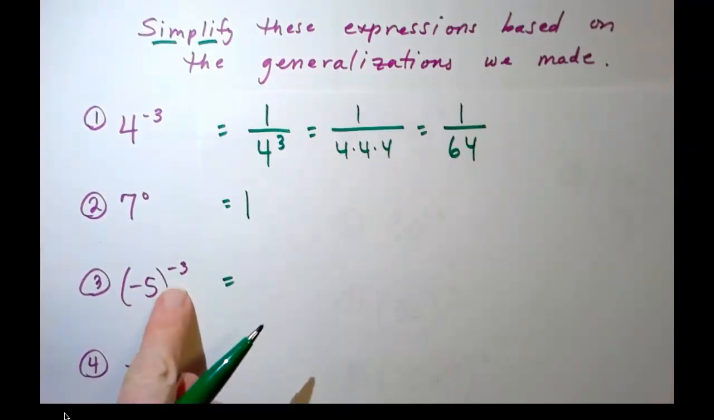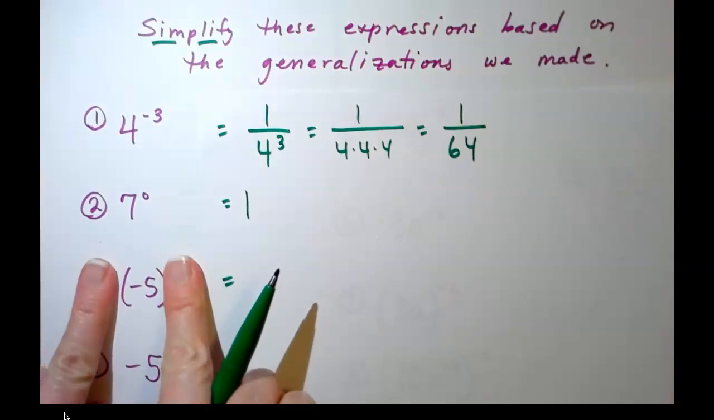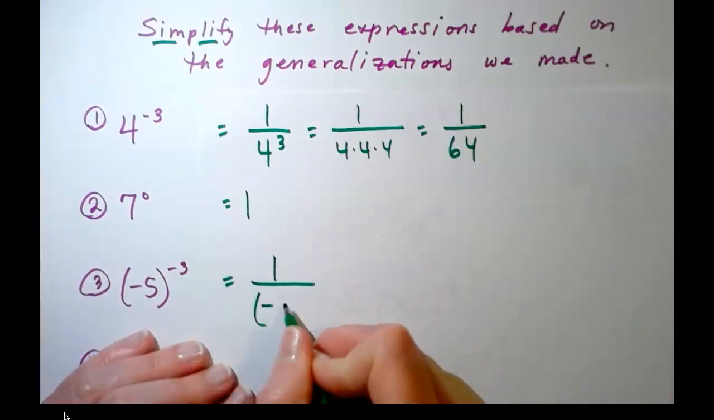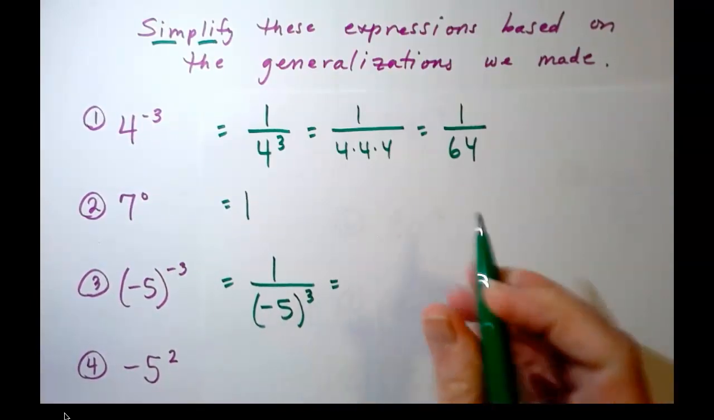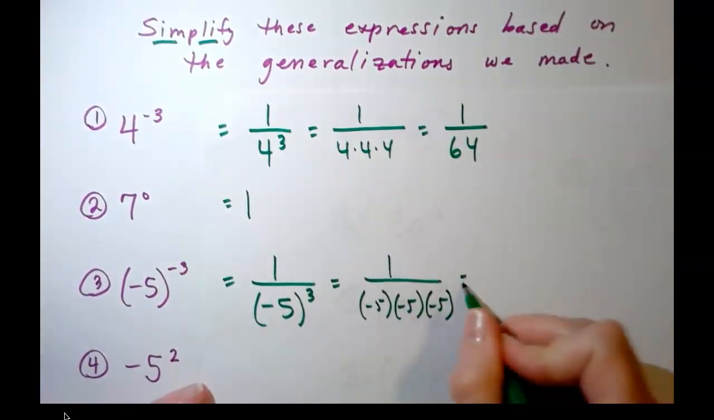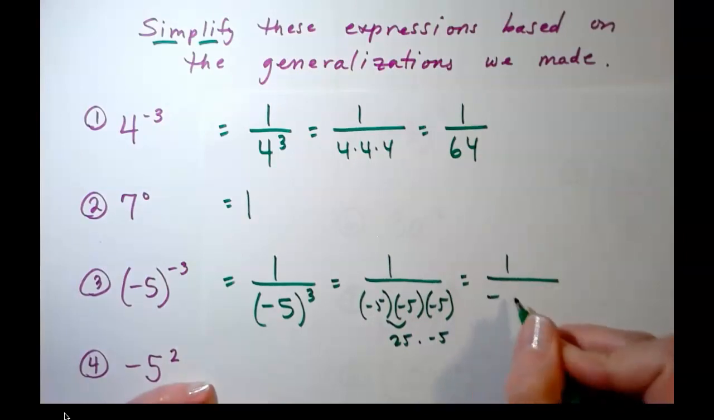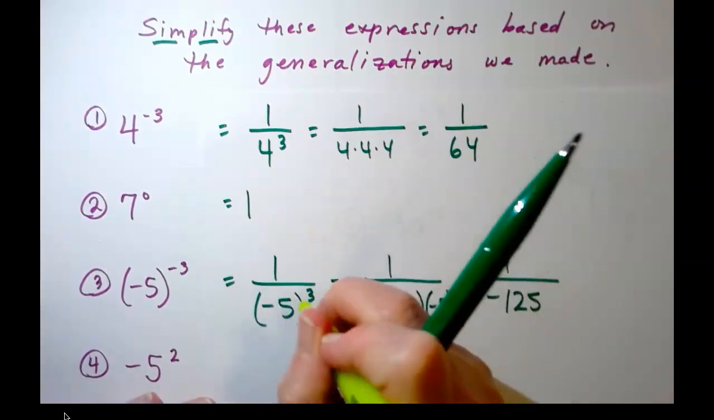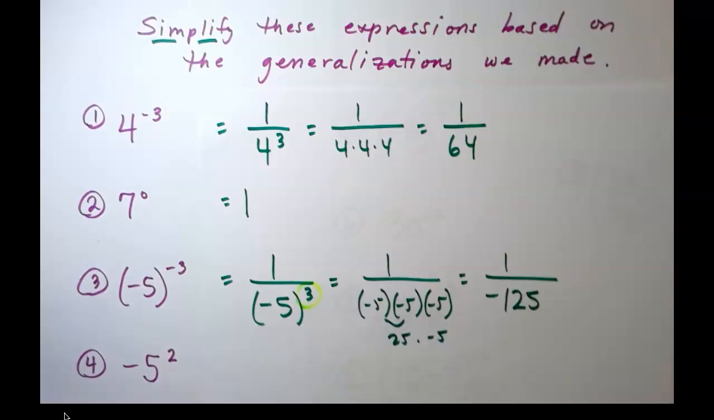Next, another negative exponent. Remembering that negative exponents make reciprocals. Now notice that this is negative 5 in parentheses to the negative third power. So we're going to take the reciprocal of it, and it will be 1 over negative 5 in parentheses to the positive third power. When we work this out, it will be negative 5 times negative 5 times negative 5. So what do we have on the bottom here? We have 1 over negative 5 times negative 5 is 25, and 25 times negative 5 is negative 125. Now this base started out negative, and that negative base was raised to an odd power, and it will remain negative because there are an odd number of negative signs.